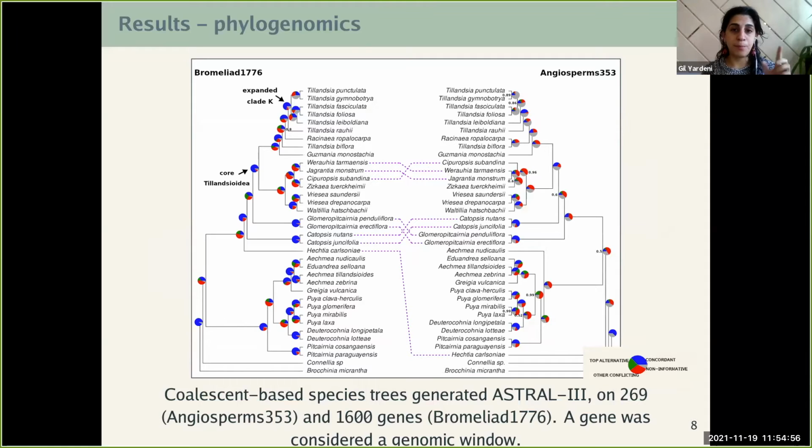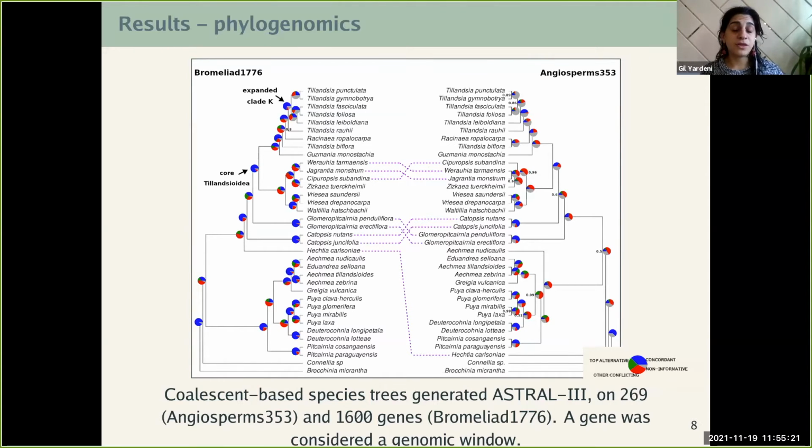All the branches have the posterior probability support of 1, unless noted otherwise. And the main finding that we saw in our phylogeny was that the topologies we retrieved between the 2 bait sets were not very different. We saw differences in the placements of a few species, but they were not big.